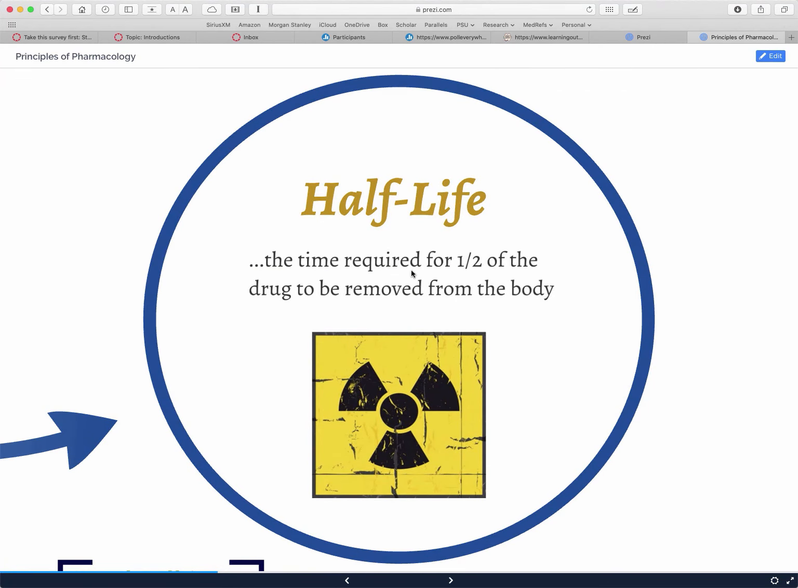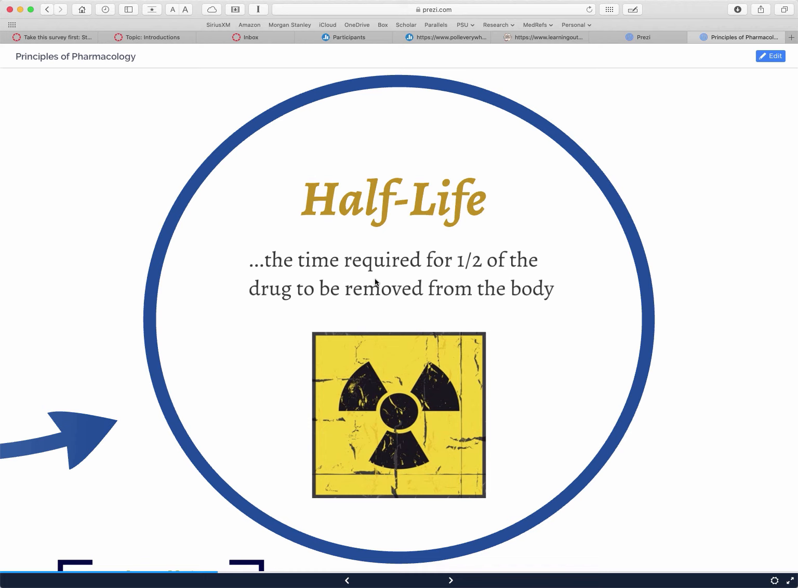Next, we'll talk about half-life. Learn this definition. The half-life of a drug is the time required for half of the drug to be eliminated from the body. Okay? The half-life is the time required for half of the drug to be removed from the body.